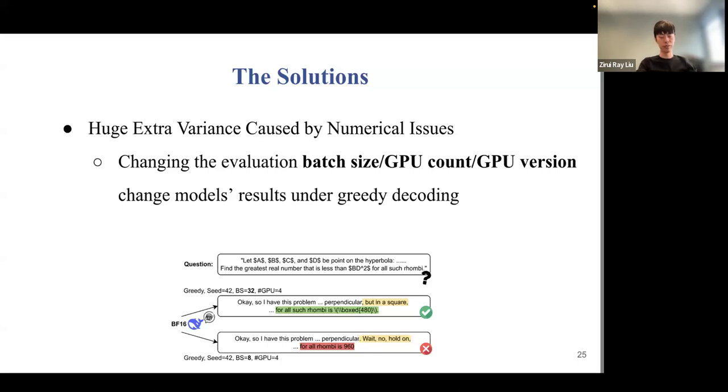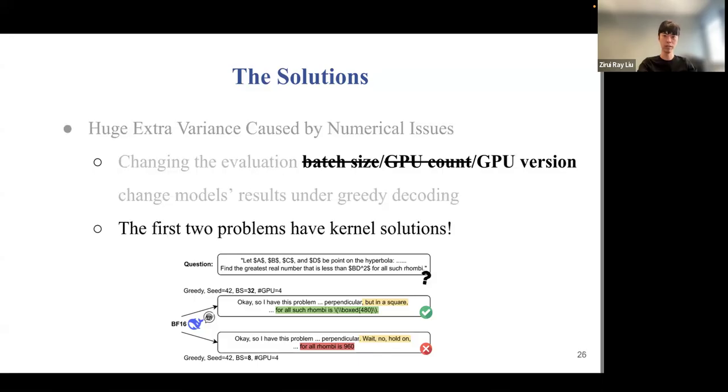The solution to this problem is, like I mentioned, in RL you can have a numerically stable algorithm. But for evaluation, in my opinion, the only solution is a deterministic kernel. And a deterministic kernel is also a fundamental solution to RL. Okay. And I also mentioned in the paper we changed three configurations: evaluation batch size, GPU count, and GPU version. The first two problems we can solve with a deterministic kernel solution.